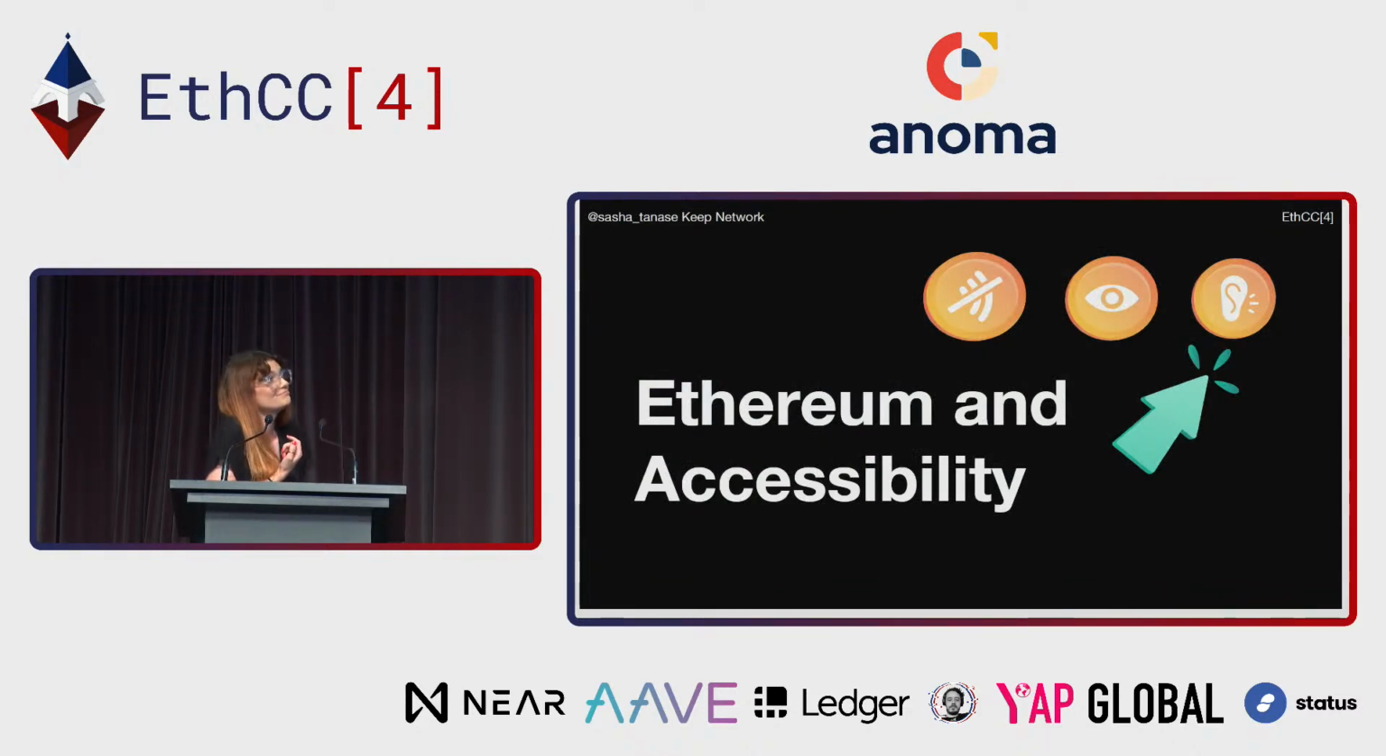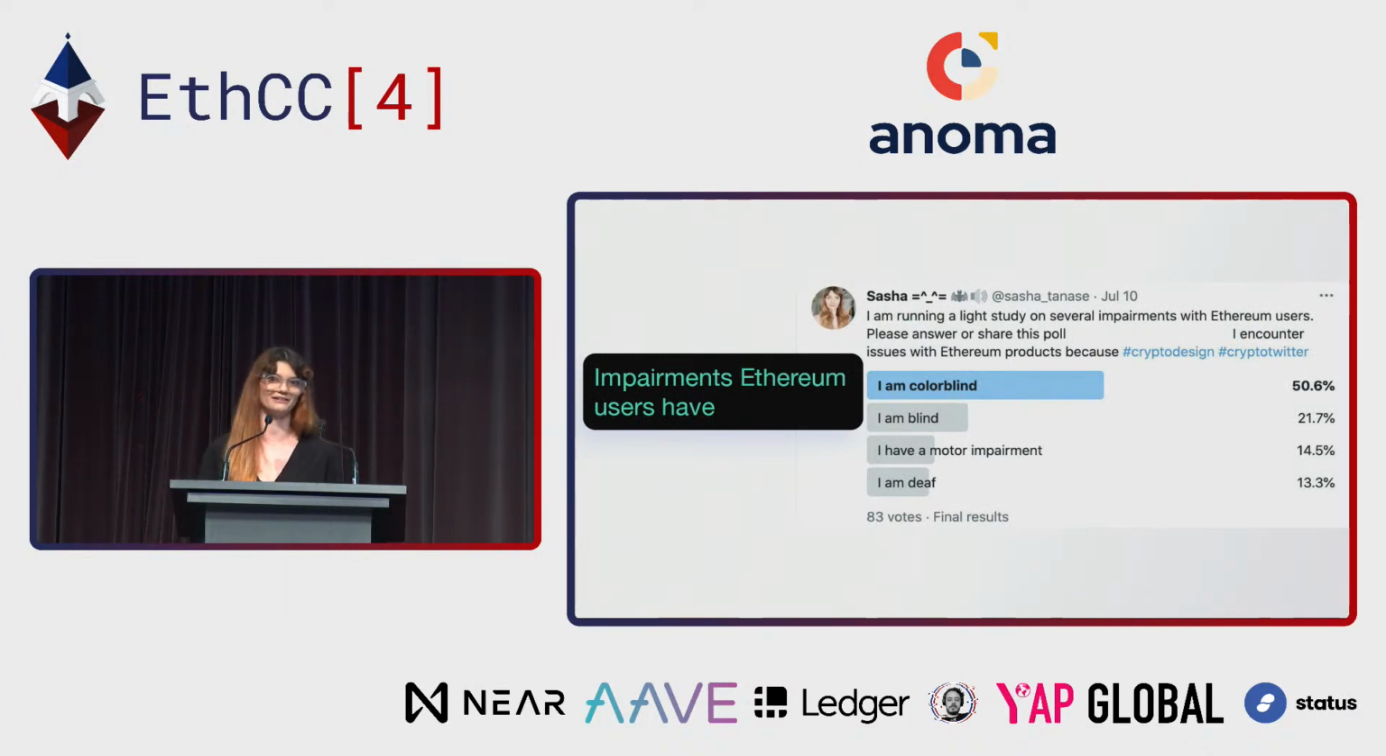And you would ask me, okay, whatever, but we're at an Ethereum conference. Why are we talking about accessibility? Well, that's because we actually need to make Ethereum more inclusive and be more open to all of the array of users. So this is not necessarily statistically relevant, but it's a light snapshot of the crypto users and Ethereum users. I ran this poll on Twitter, and 50% of the respondents have answered that they are colorblind, and 20% are blind. So we actually need to address their issues.